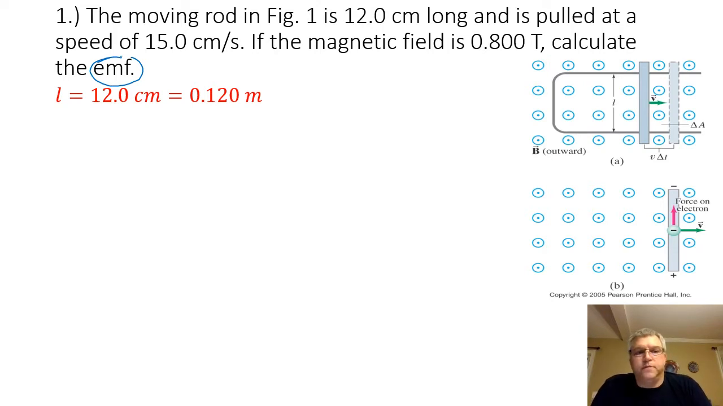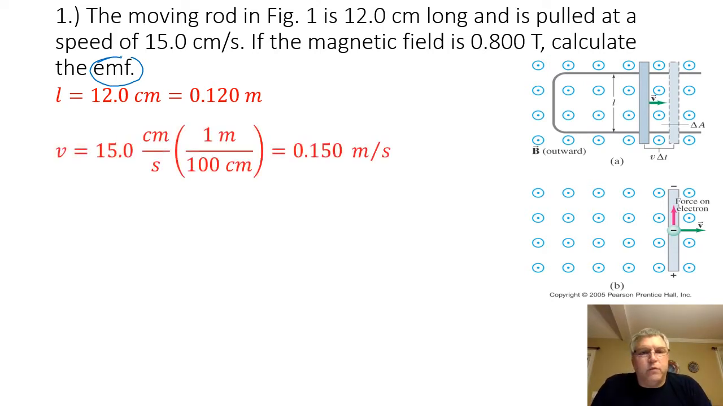0.120 meters. We are given the speed at which the wire is traveling, 15 centimeters per second. And again, we need to convert that from centimeters per second to meters per second. And when I do that, I am going to get a speed of 0.150 meters per second. And the strength of my magnetic field is 0.800 Tesla. And I am being asked to find the EMF, or the electromotive force.